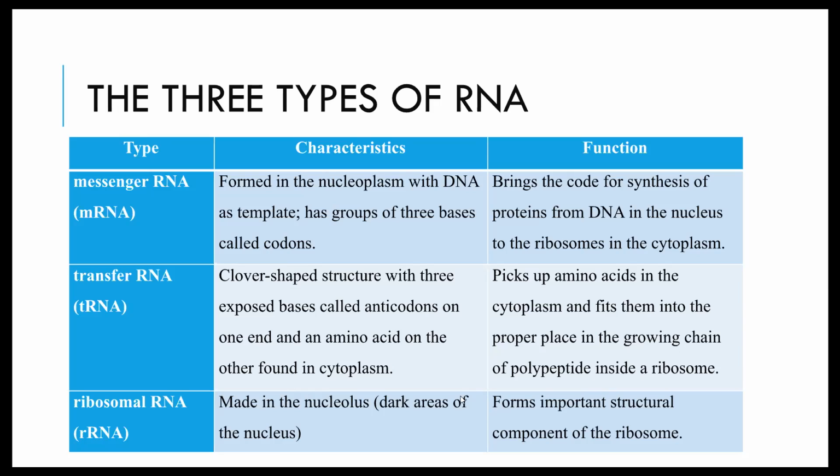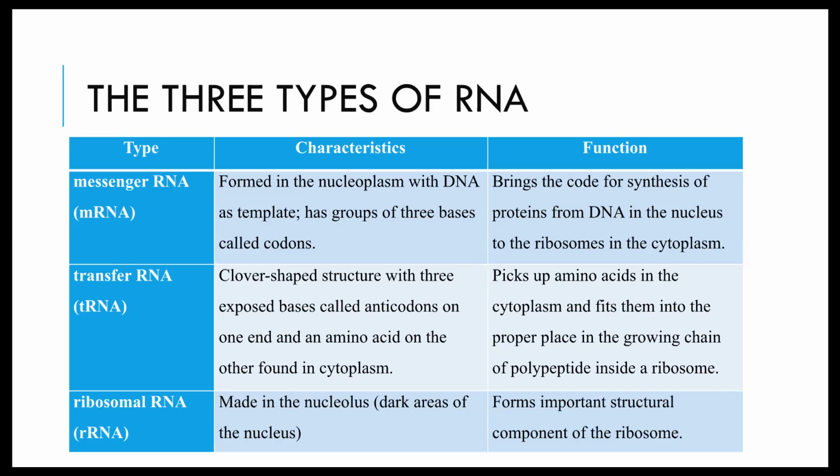Okay, let's continue. Are you still with me? Yes, sir. Okay. The next one is the transfer RNA. Remember that I told you a while ago that they are named after their functions, so it's really easy for you to identify. It's a clover shaped structure with three exposed bases called anticodons. So these are now the anticodons, on the one end of the amino acid.